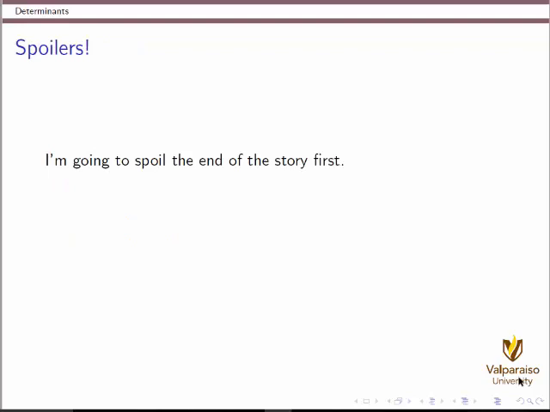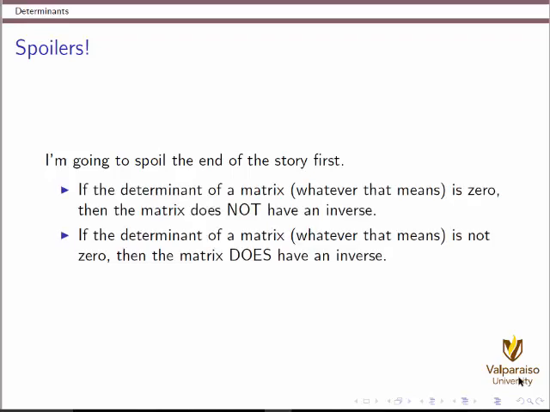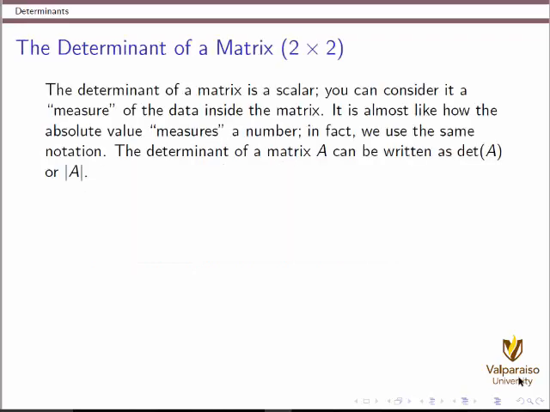Now, the end of the story, I'm going to spoil. It's coming up right now. The end of this story is that if a matrix has a determinant, and we haven't talked about what determinants are, but just go with it, if the determinant of a matrix is 0, then the matrix will not have an inverse. And if the determinant of a matrix is not 0, then the matrix will have an inverse. So you have a matrix, you want to know if it's going to have an inverse. You can calculate the determinant of that matrix, and if that determinant is 0, you know not to waste your time doing Gaussian elimination to find the inverse because there won't be an inverse.